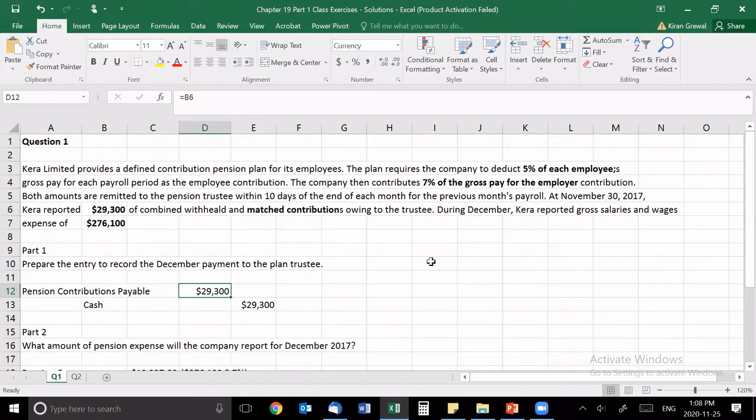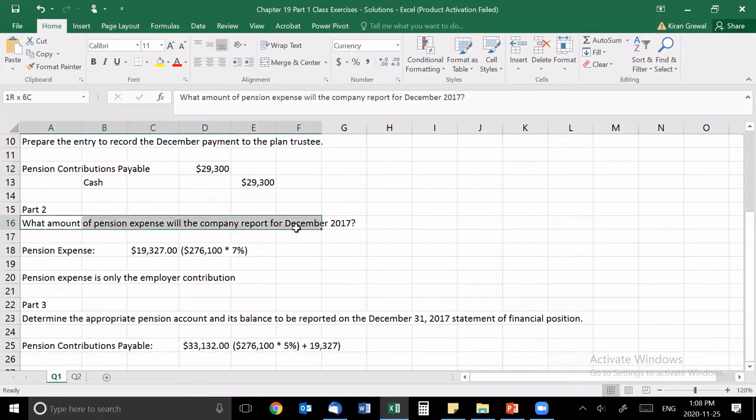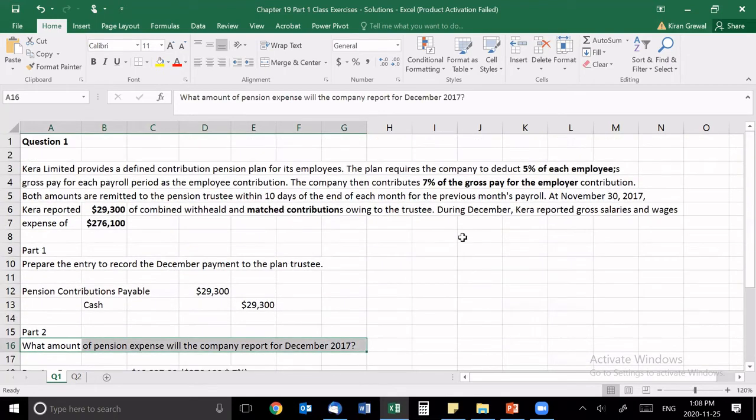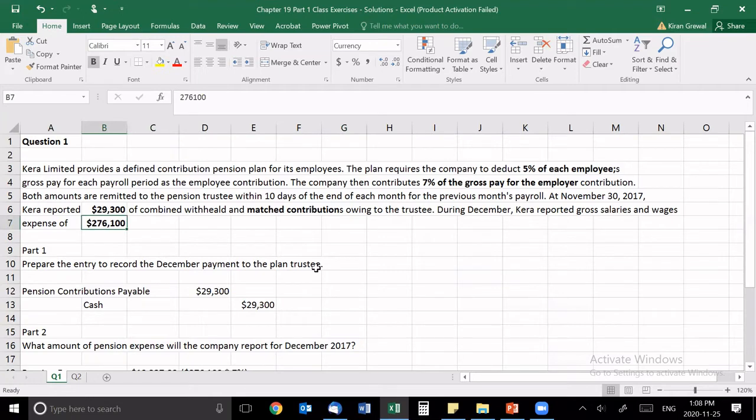Part 2 says, what amount of pension expense will the company report for December 2017? Okay, so now we have to do the calculations for December. Calculations were already done for November, but we have to do it for December. So gross salaries and wages expense for December was 276,100. 5% is deducted for the employee and 7% for the employer.